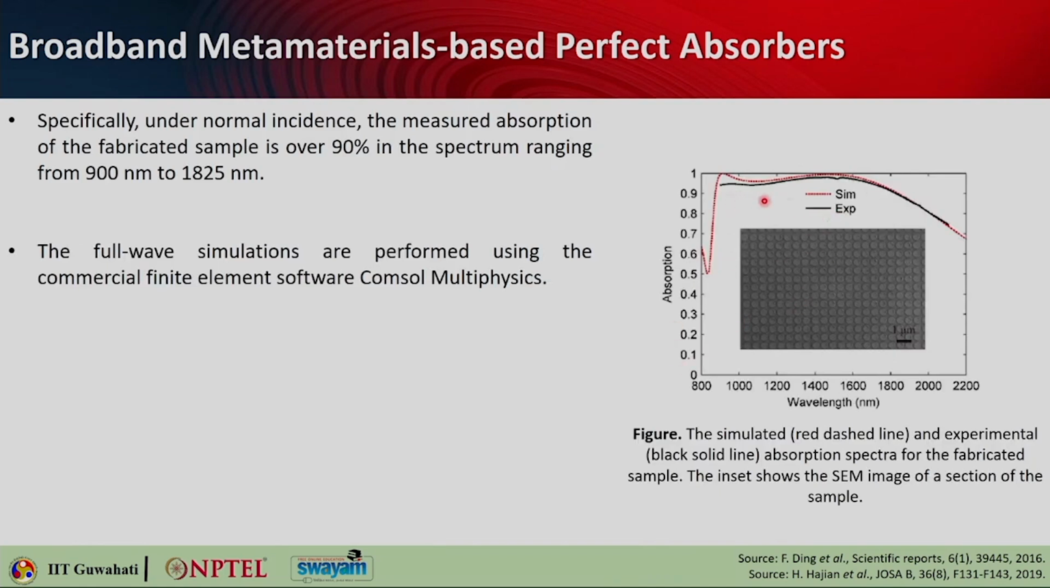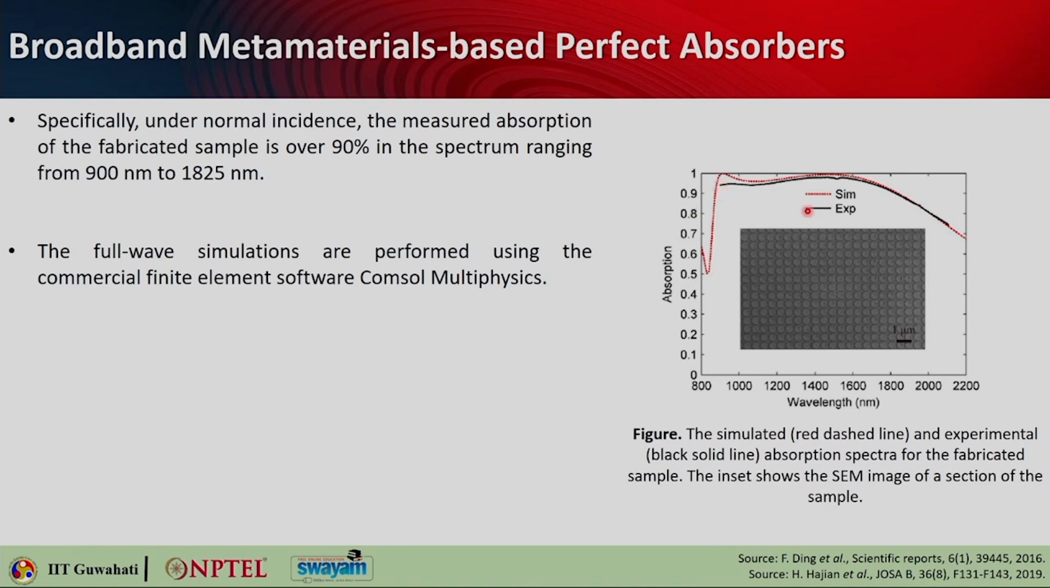The black line shows the experimental result, and the dotted line shows the simulation result, and they are matching very closely. You can say this is a perfect match between simulation and experiment. Here you can see that under normal incidence, so here we are only considering theta equals 0, the measured absorption of this fabricated sample is over 90% in the spectrum ranging from 900 to 1825. So this is the range till which it is more than 90%.